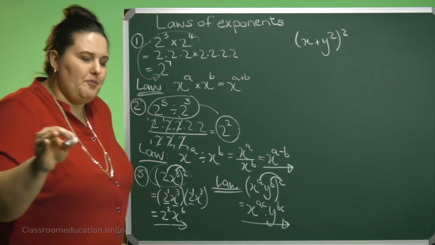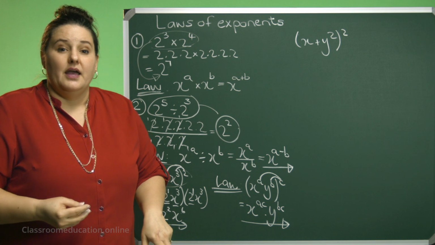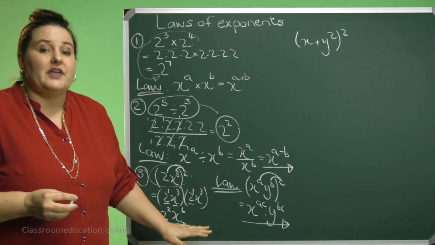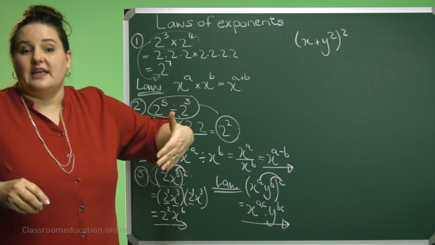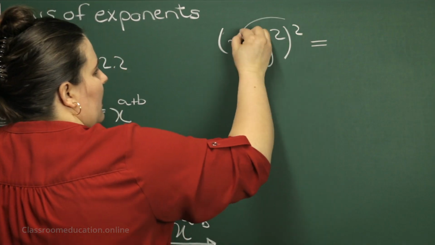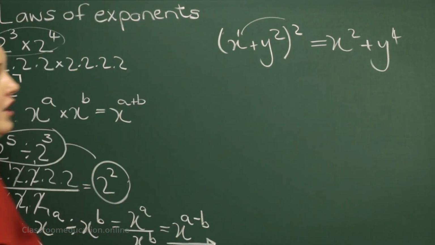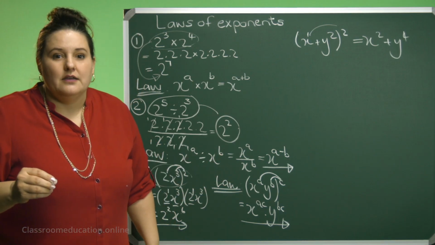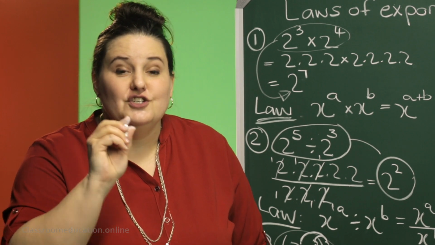If I give you a bracket, x plus y, squared, everything in brackets squared, I said you multiply the exponents outside with the exponents inside. So would you say that the answer here will be, let's see, x squared plus y to the power of 4? Would you say that's the answer? Unfortunately, not. That is not the answer.